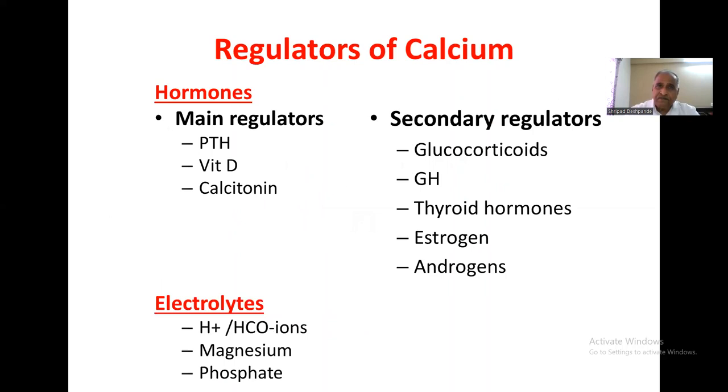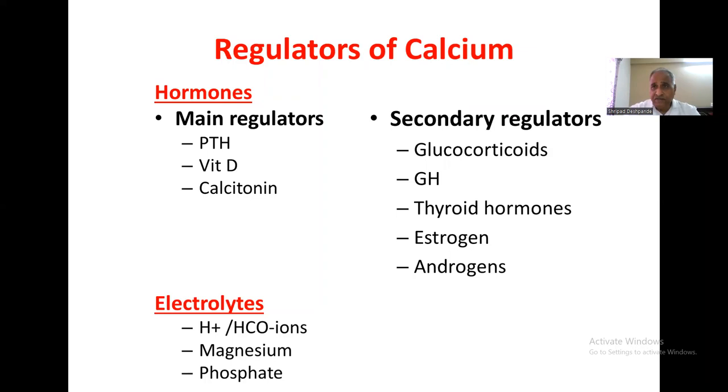What are the regulators of calcium? We have two major regulators, the hormones and electrolytes. The hormones, there are dedicated hormones for the calcium metabolism, as I have mentioned. These are main regulators, primary regulators. The parathyroid hormone, 1,2,5-dihydrocholecalciferol, vitamin D metabolite, and calcitonin.